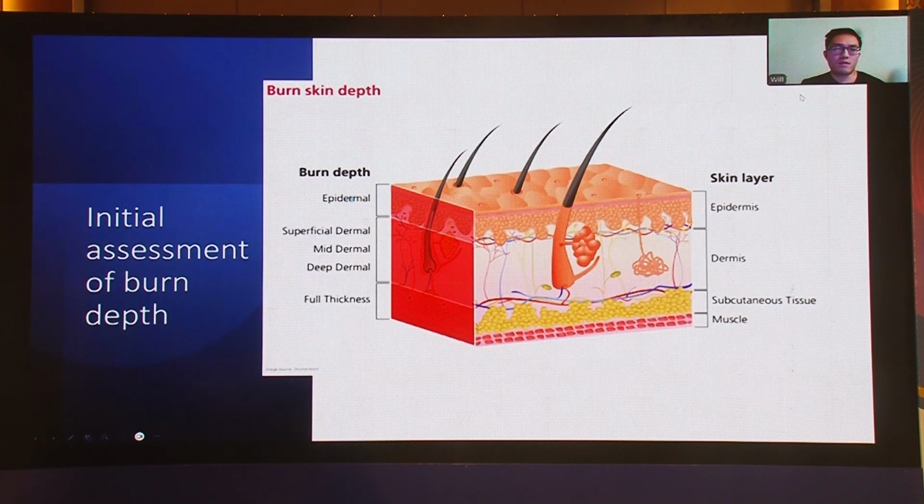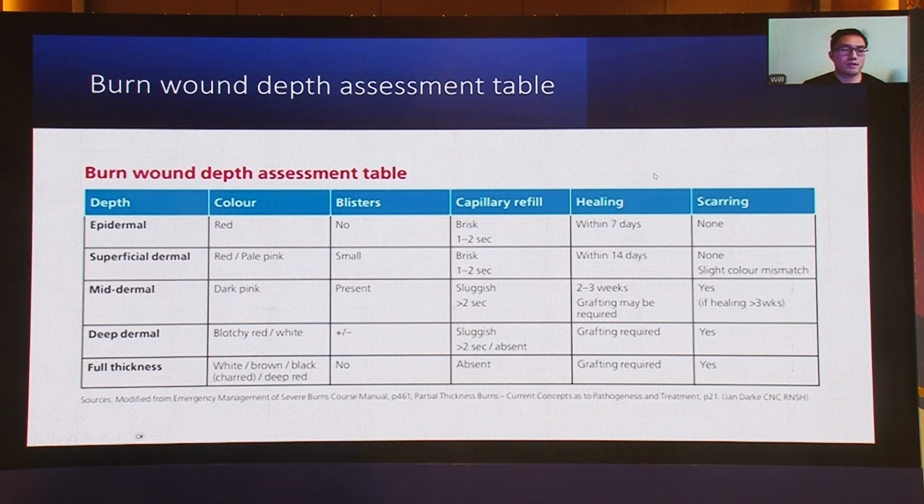When we look at the depth of burns, just looking at general skin layers, we've got the epidermis, dermis, subcutaneous, and muscle layers, but we can divide these into epidermal, superficial, mid or deep dermal, and full thickness burns. So it's really important to make assessments to determine the level of burns.